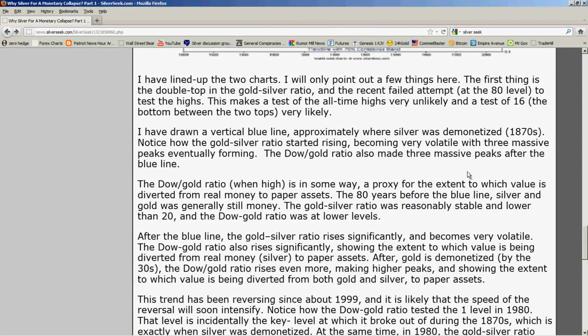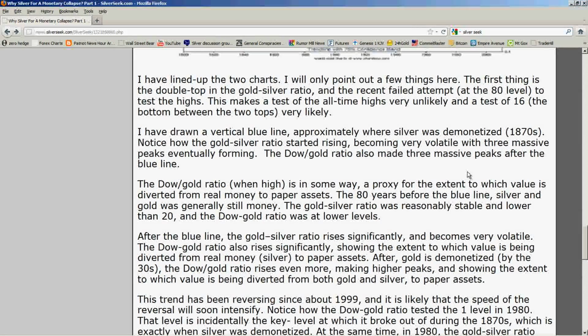The first thing is the double top in the gold-silver ratio and the recent failed attempt at the 80 level to test the highs. This makes a test of the all-time highs very unlikely and a test of 16, the bottom between the two tops, very likely. I had drawn a vertical blue line approximately where silver was demonetized, 1870s. Notice how the gold-silver ratio started rising, becoming very volatile with 3 massive peaks eventually forming. The Dow-gold ratio also made 3 massive peaks after the blue line.